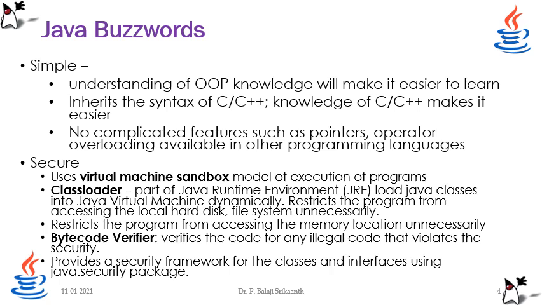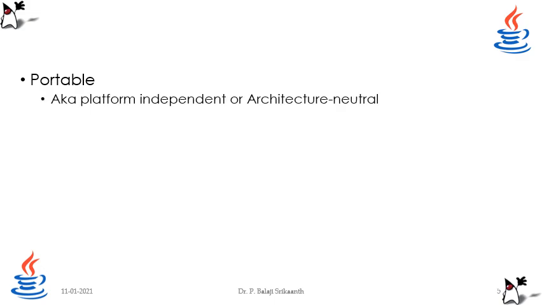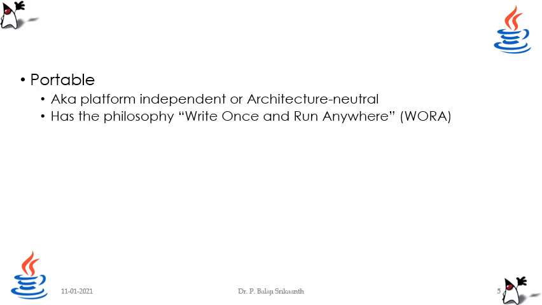Let's move on to the next feature. Java is portable. It could also be called architecture neutral. What is the philosophy of Java? Write once, run anywhere. You write the program in one operating system or on a computer having different hardware, and just copy the compiled code and execute it in any other operating system or any other different hardware system without compiling. That is the philosophy of Java.